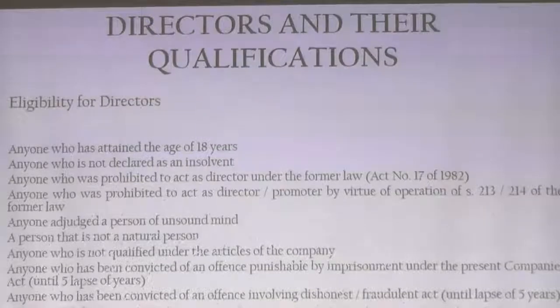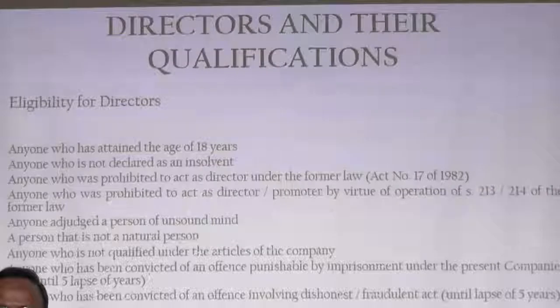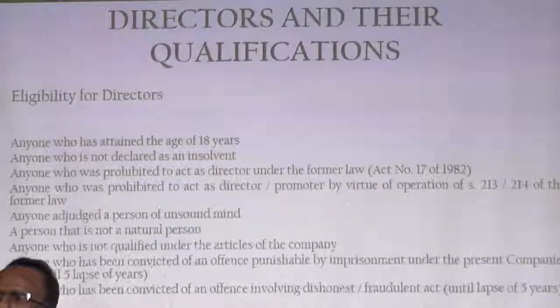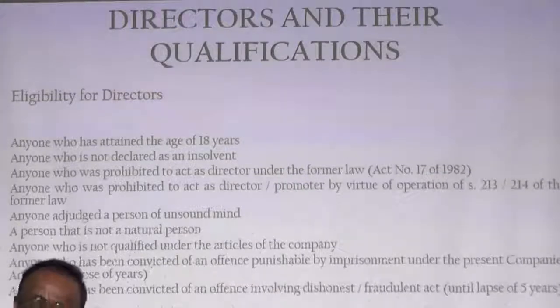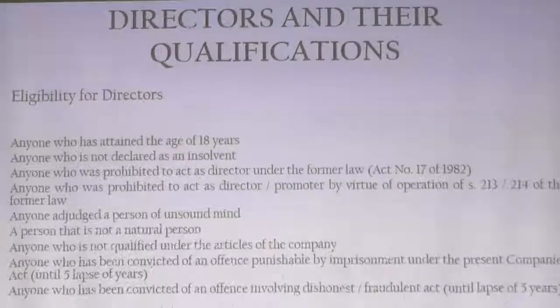And thirdly, anyone who was prohibited from acting as a director under the former law, which is Act number 17 of 1982, by which a particular person has been declared not eligible to become a company director, cannot be appointed as a director of a company. And also, anyone who was prohibited from acting as a director or promoter by virtue of sections 213 and 214 of the former law that dealt with oppression and mismanagement of a company is also not eligible to become a director of a company.